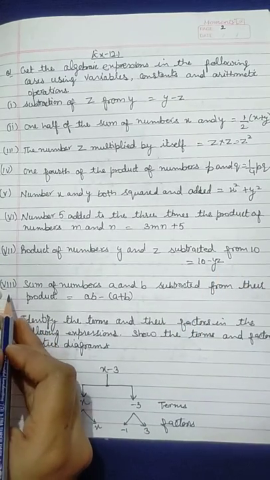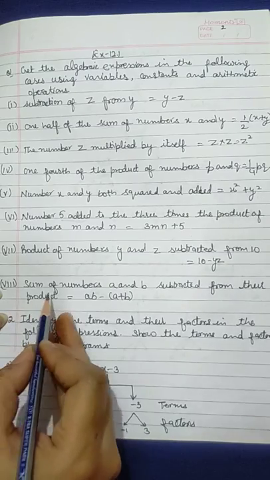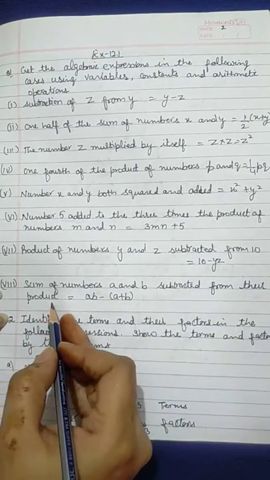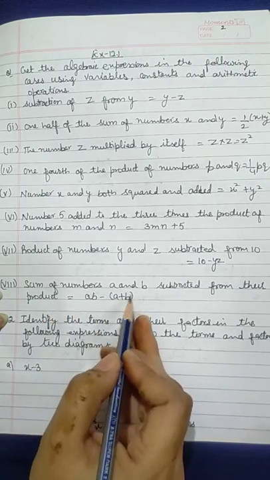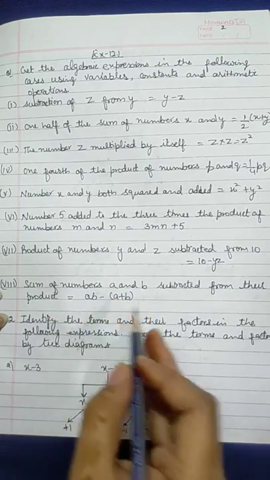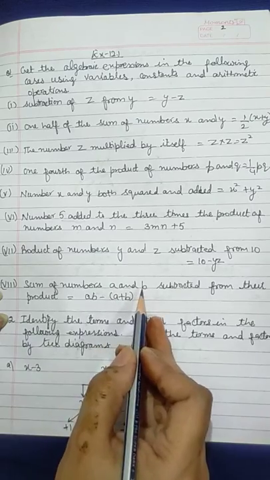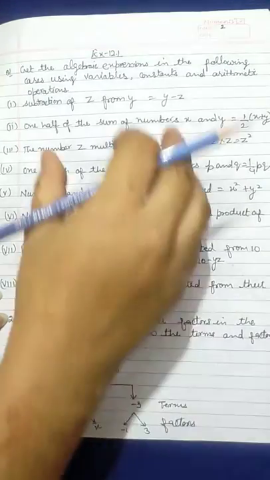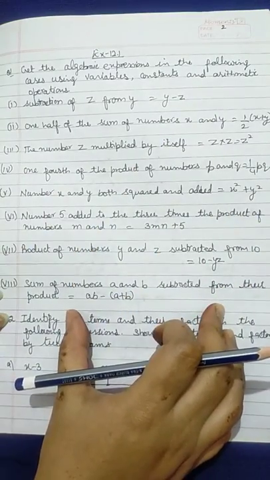Then in the last part of this sum, the sum of numbers a and b subtracted from their product. We will multiply a and b, and then from their product we will subtract the sum of a and b. So ab minus (a plus b). In this way we will write the algebraic expressions in question number 1.